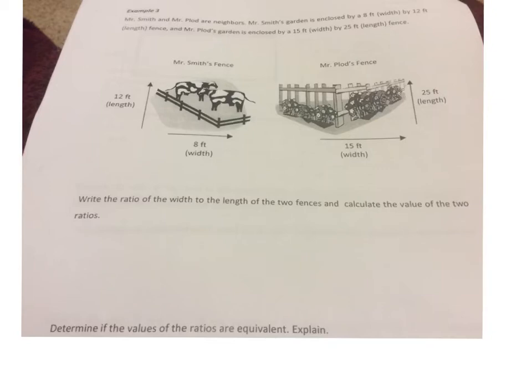ratios. So we'll start with Mr. Smith's fence. The width, you can see, is 8, so I'm going to write an 8. And it says compare the width to the length, so there's my keyword, there's where my fraction line is going to go. And then the length would be second, and the length would be a 12. And then we can do the same thing for Mr. Plott's fence. The width is 15. Compare that to the length of being 25.